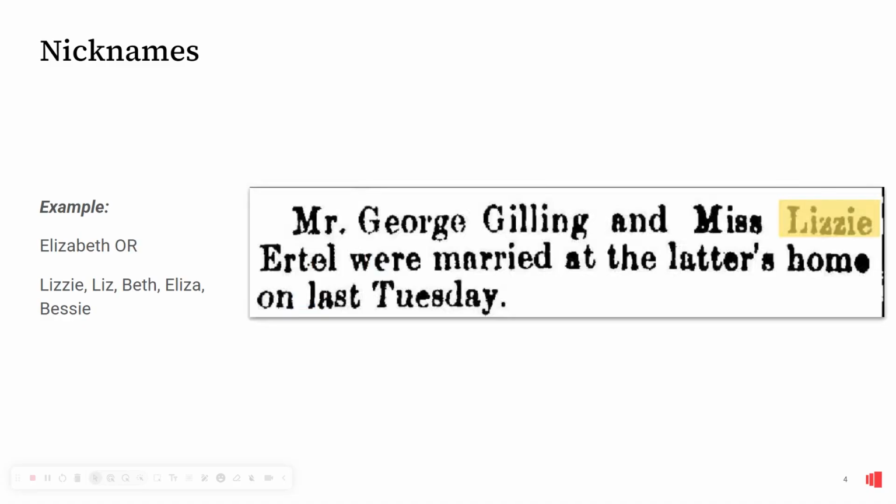The next example is nicknames. This was very popular. So my ancestor's name was Elizabeth. In this particular newspaper, she is showing as Lizzie, but it could have been Liz, Beth, Eliza, Bessie, among many other variations that there might have been nicknames for an Elizabeth. So think about a nickname that an ancestor might have been called that you might find in a newspaper.